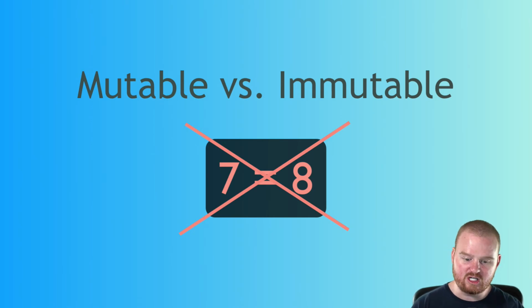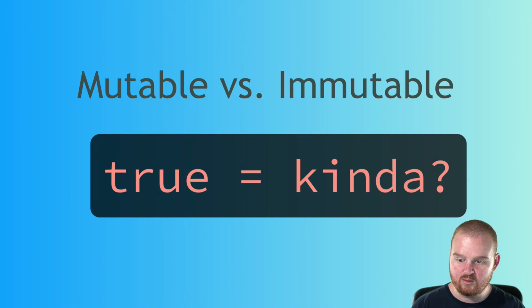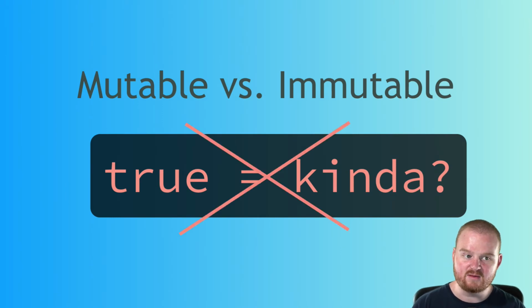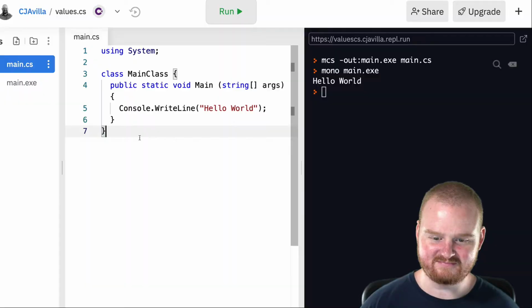We wouldn't want to change what the number 7 means. Similarly with true, we wouldn't want to change what it means for something to be true. A mutable object can change.